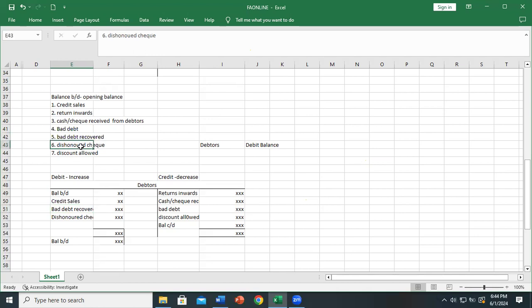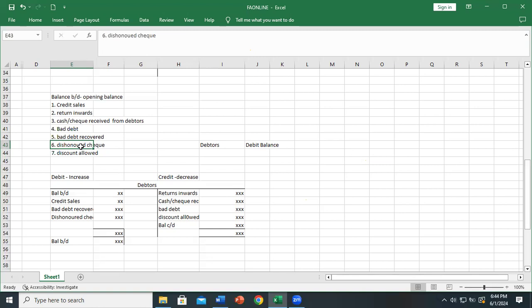Dishonored check. Your debtor gave you a check and for that matter, you felt that he has paid his debt. You go to the bank and the bank says they will not pay because of certain issues.